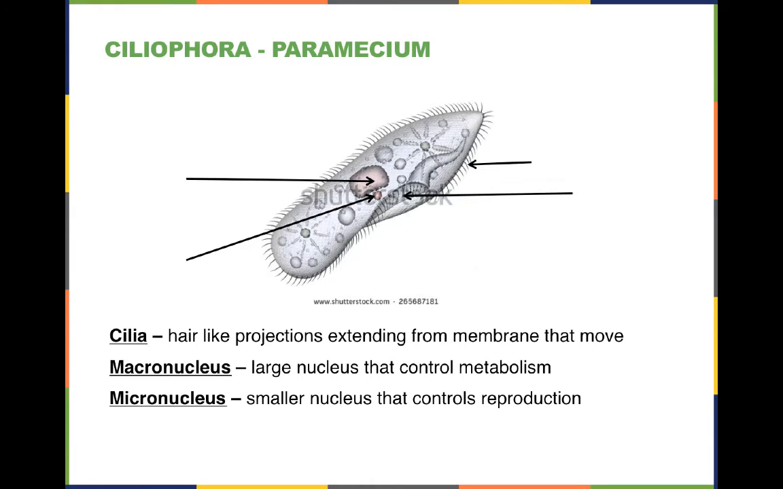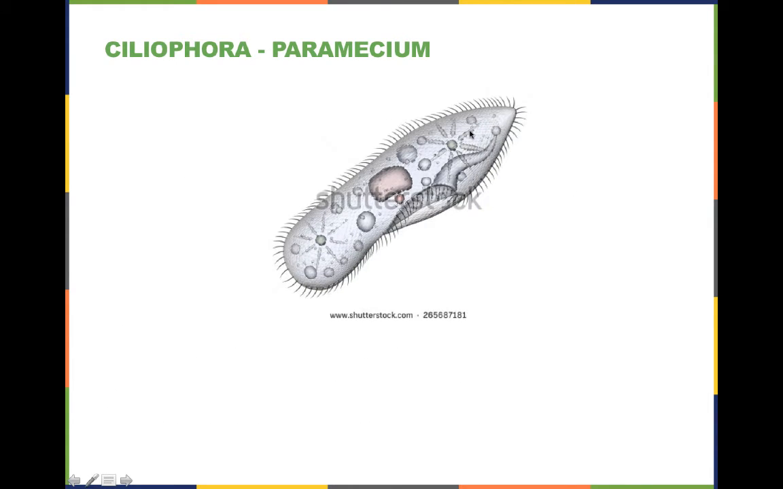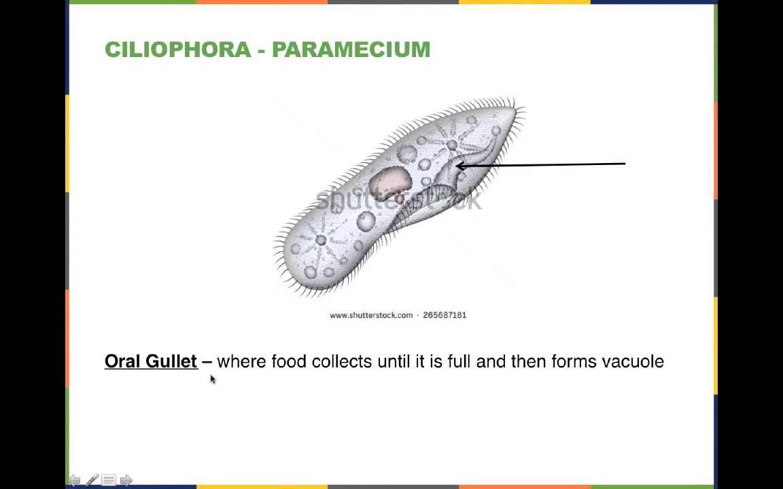And then here we have the area where food is taken in. This is called the oral groove, and it's actually ciliary movement that allows the sweeping of food into this area. This is the oral gullet and then the oral pore here. Once food is swept in, it's swept into this area, which is called the oral gullet. The gullet collects the food that is swept in through the oral groove. Once this is filled so that no more food can be taken in, it then pinches off and forms a vacuole, a food vacuole.